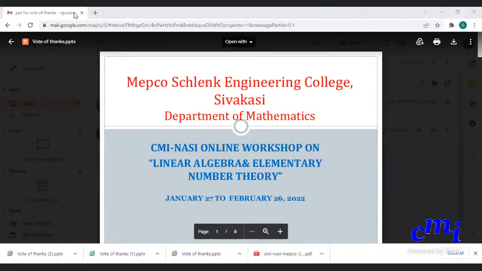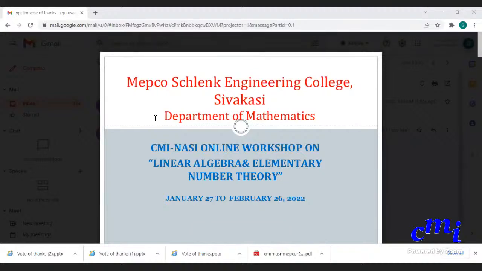And regarding the feedback, I'm an MSc student, so linear algebra and number theory are core subjects of mathematics. As Raghavan sir had emphasized earlier also, nowadays problem solving is decreasing, but I felt this program has given me a lot of exposure to different methods and dimensions in approaching problems. So I would like to thank the organizers for giving this opportunity. I thank all the resource persons too. Thank you.